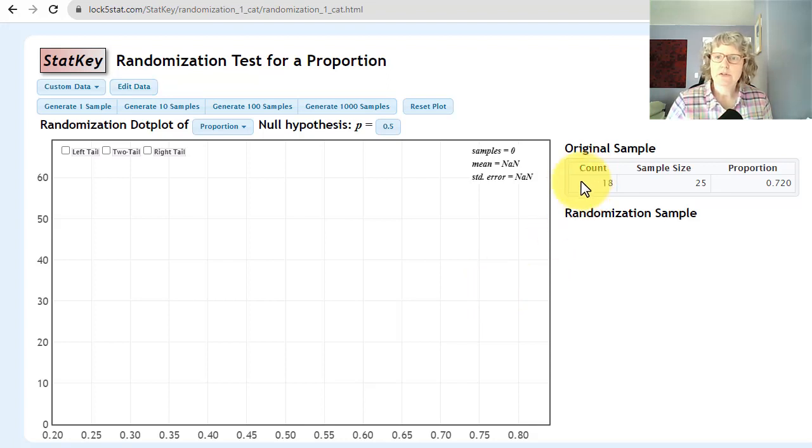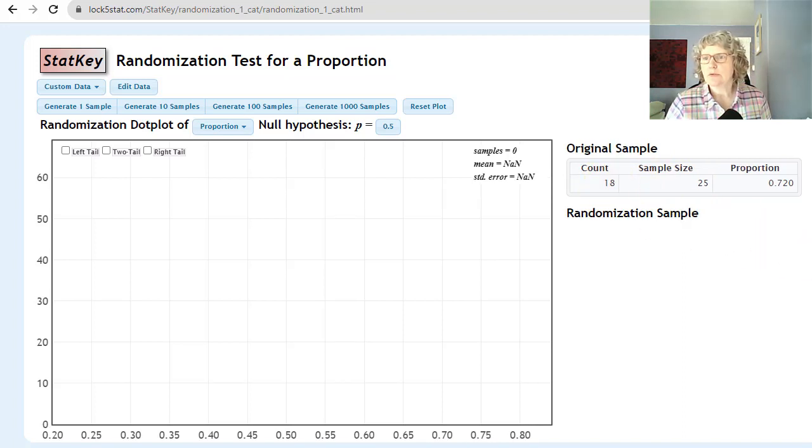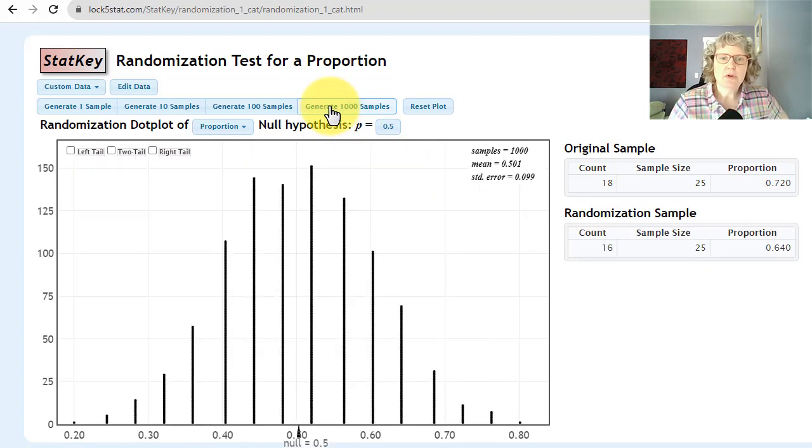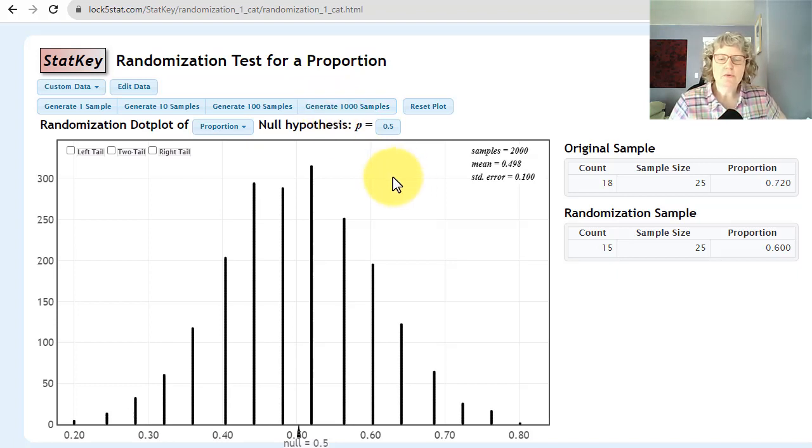Okay, it shows me this in my original sample to the right here. That's great, and we have the proportion. Now I'm going to generate 1,000 samples, and then another 1,000 samples, so I have about 2,000. Notice on this one it says null equals 0.5, 0.5 at the bottom. That's specifically talking about the null hypothesis.